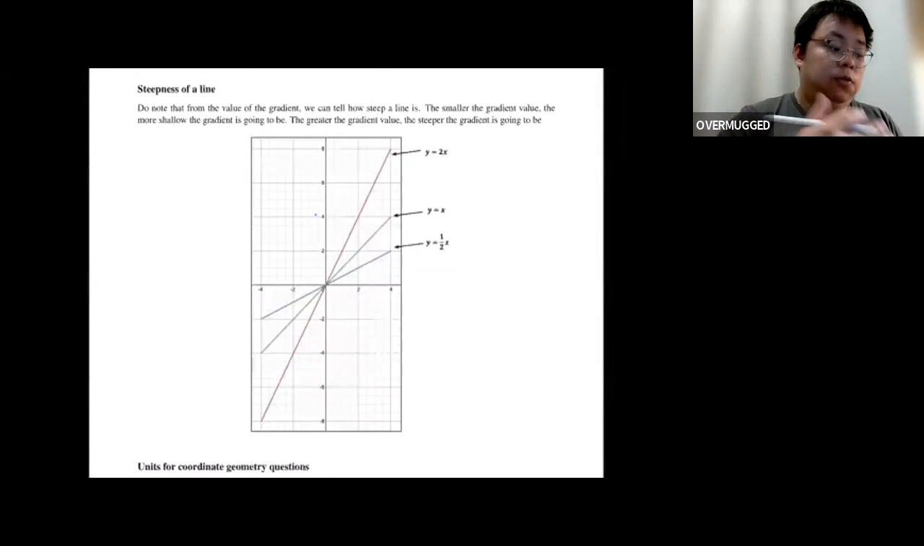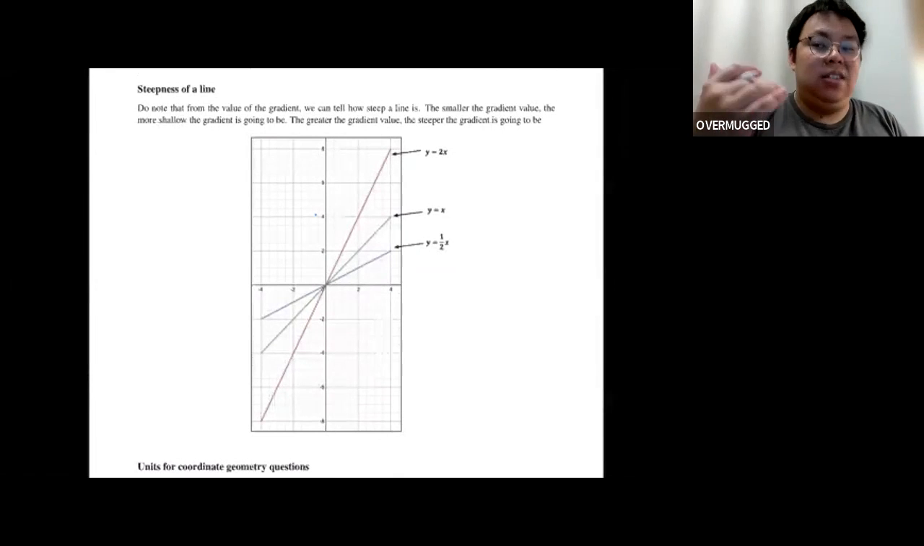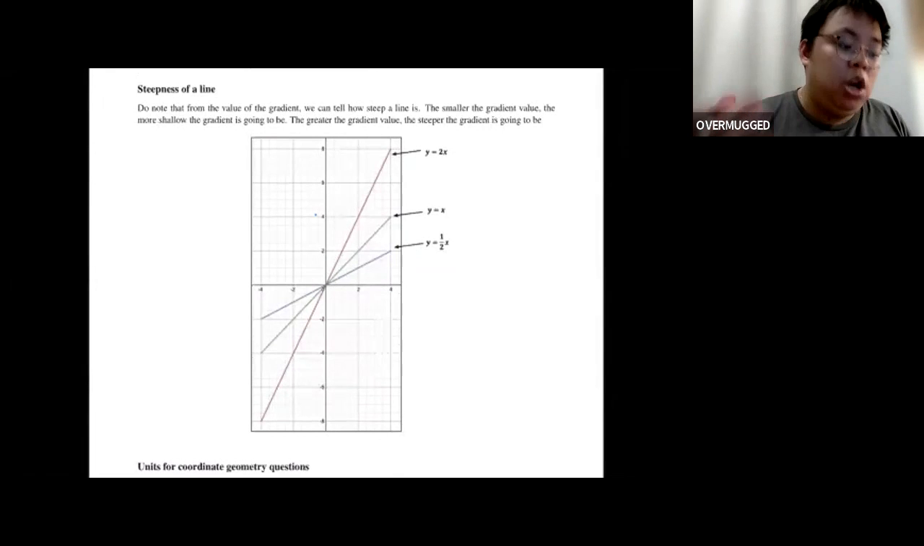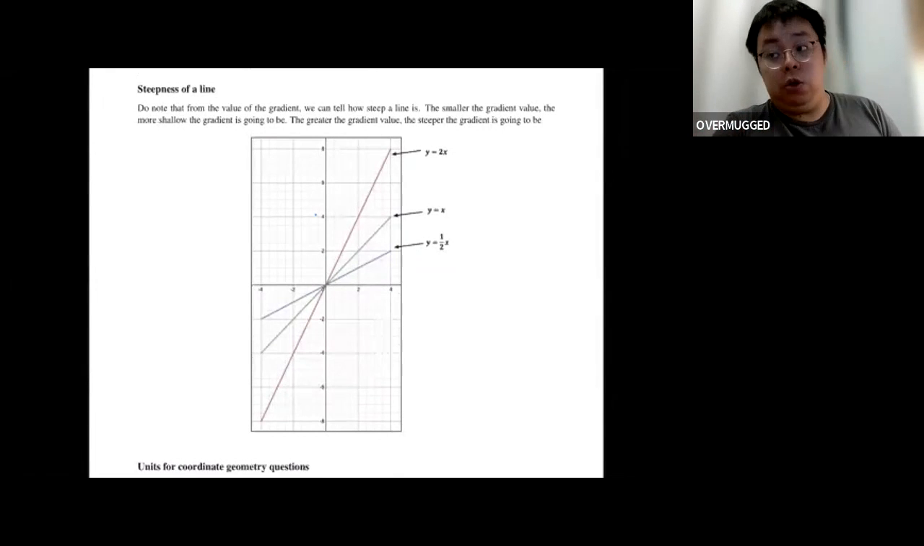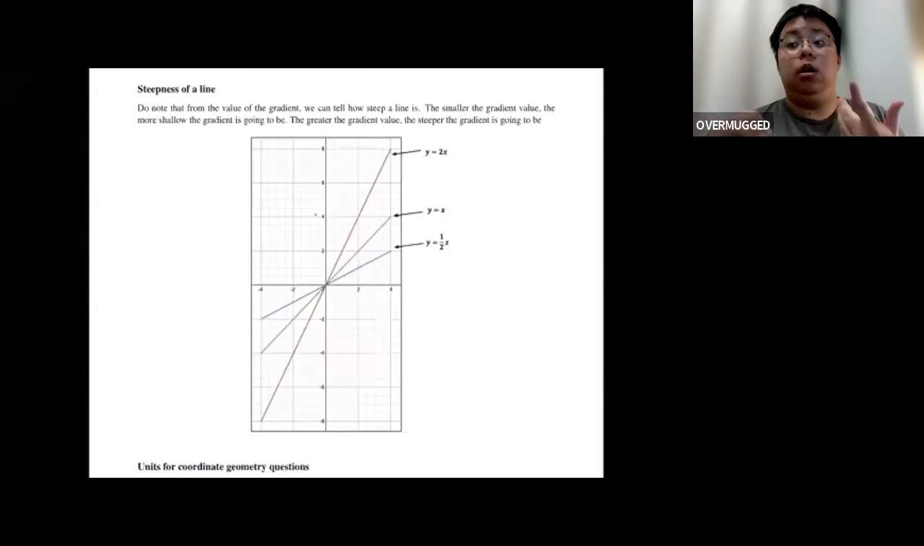You must know this very important property. The bigger the numerical value, the steeper the gradient. The smaller the numerical value, the shallower the gradient. Take note that this diagram down here and whatever I just said is strictly for positive gradient. For the negative gradient side, it's a little bit different.